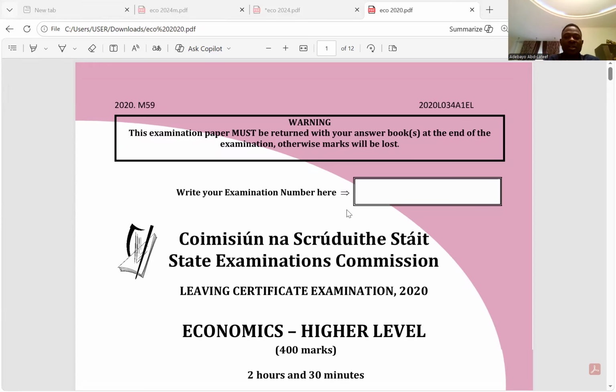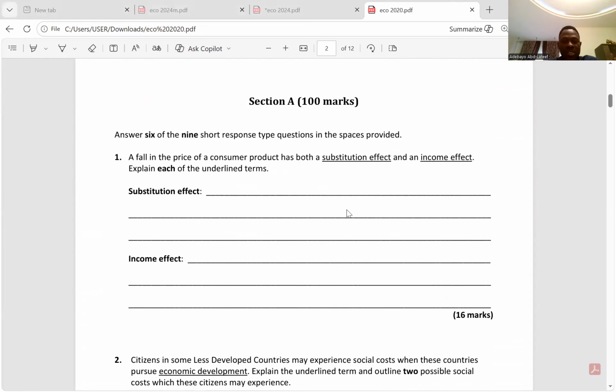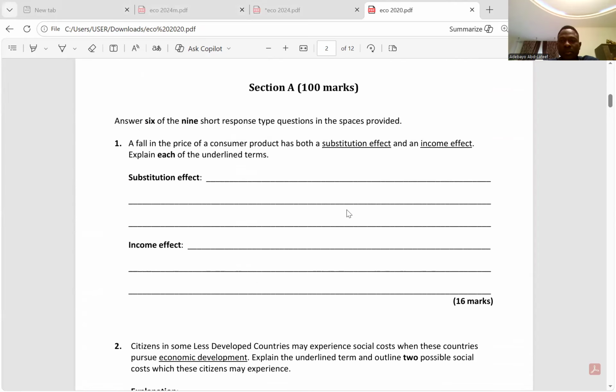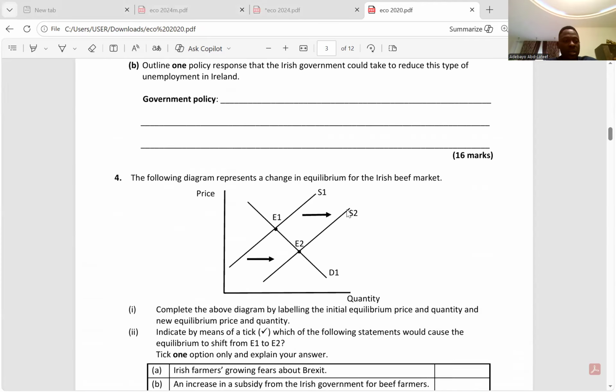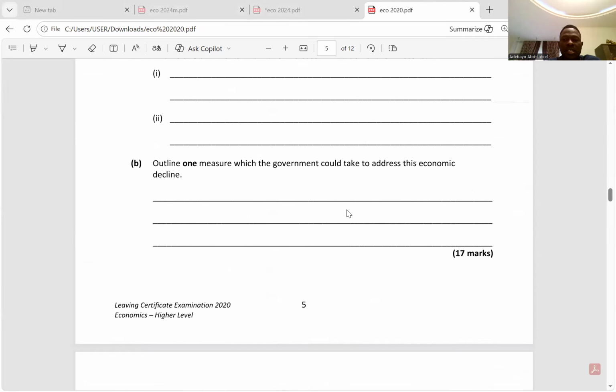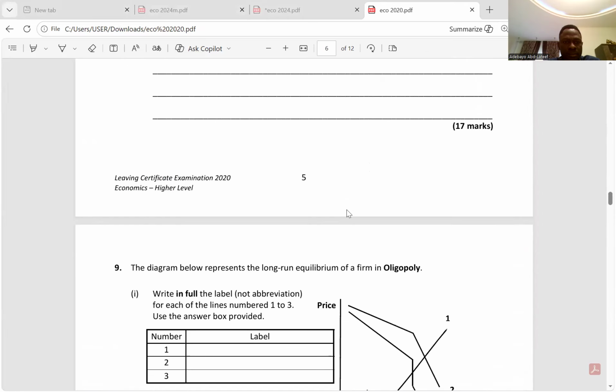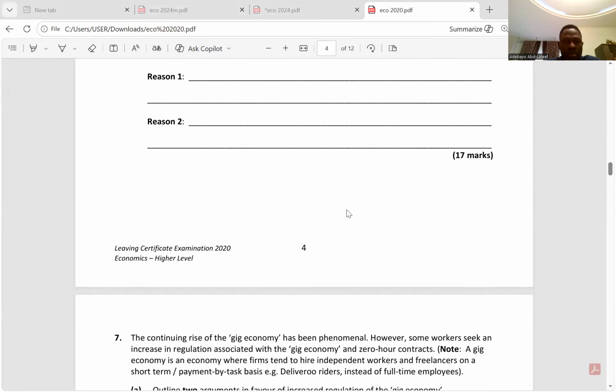That? 2020, the first question is question 1, right? No, let's go to section B. Section B, right? Thank you. So we're going to section B, no. Section B.